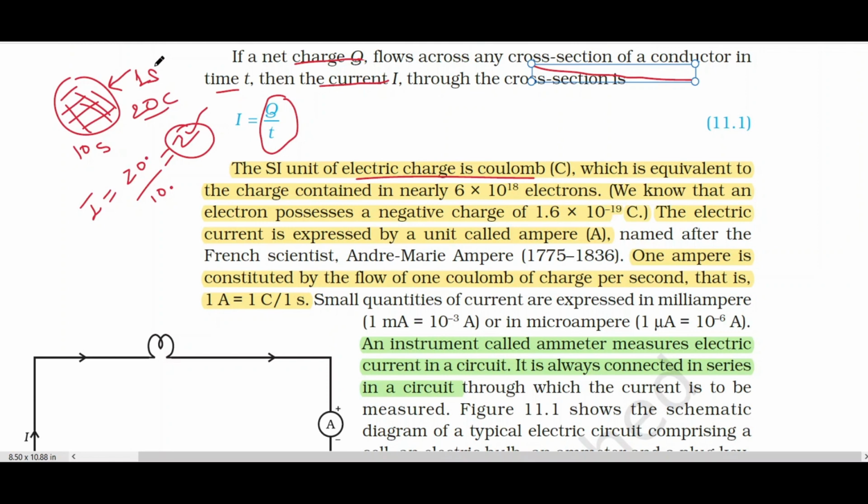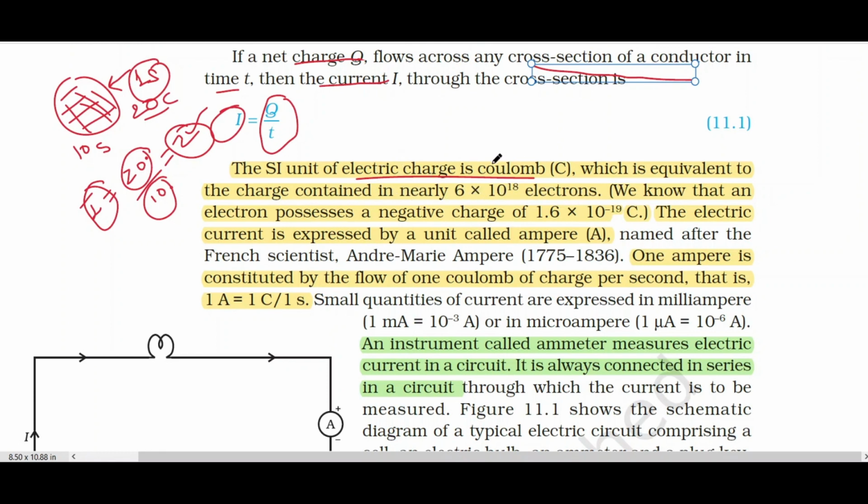So the charge that flows in 1 second through a cross section of a conductor is called current, or the amount of charge that flows through a cross section of a conductor and the time taken by that flow of charge, इन दोनों को अगर आप डिवाइड करेंगे तो आपको करंट मिल जाएगा, right? So the SI unit of charge is coulomb, which is equivalent to the charge contained in nearly 6 into 10 to the power of 18 electrons.